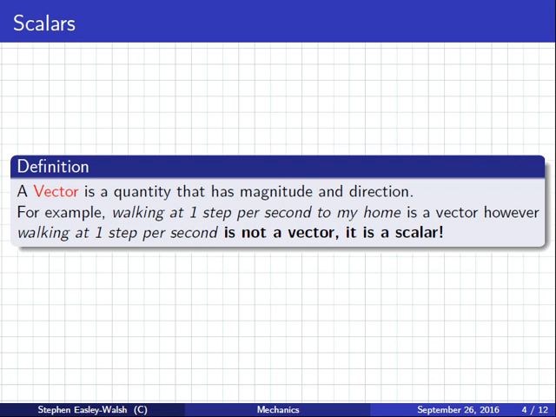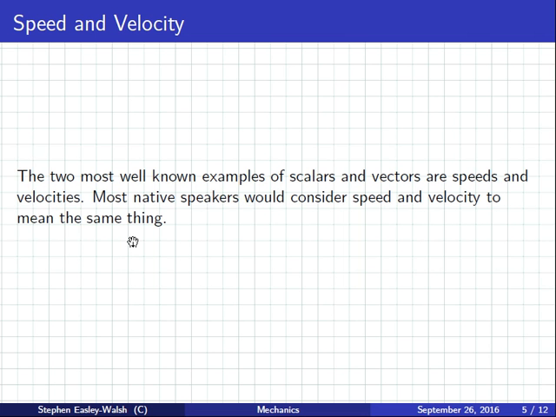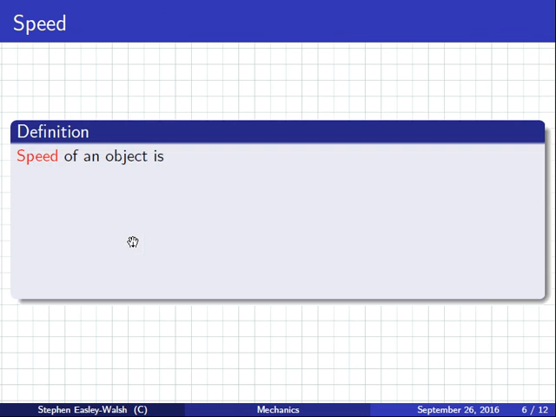So in the exam, they sometimes ask for an example, but usually not. Usually the question is something like, give the definition of a scalar and a vector. Okay? So they're nearly the same. The only difference is the direction. The two most well-known examples of scalars and vectors are speed and velocity. Most native speakers think speed and velocity are the same thing, but they're actually very different.